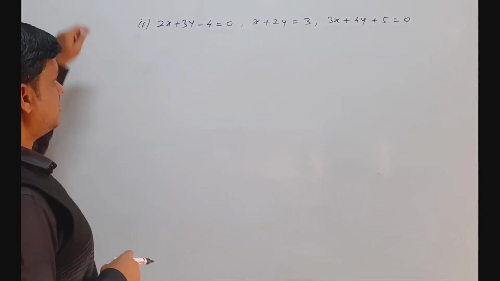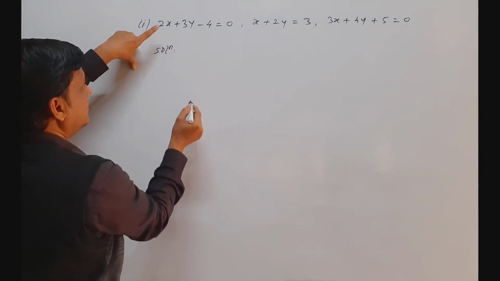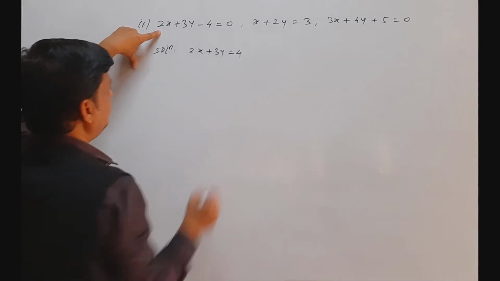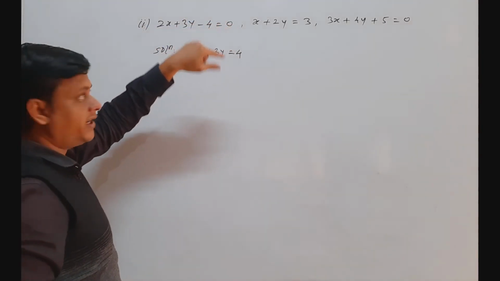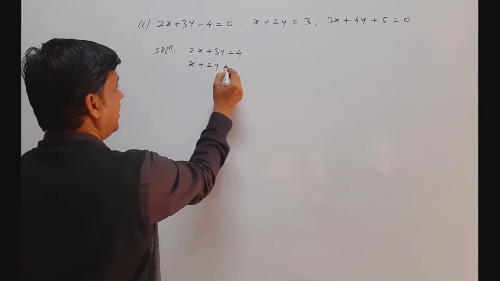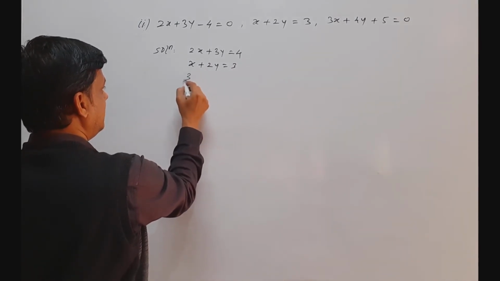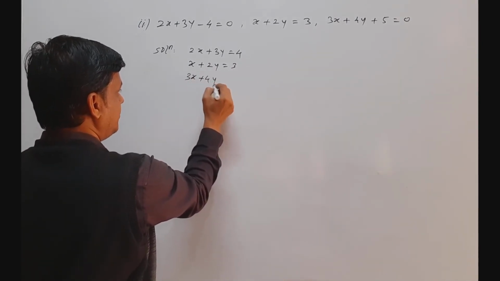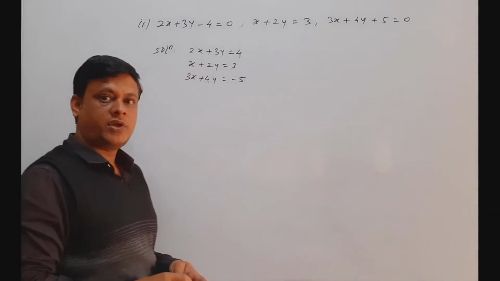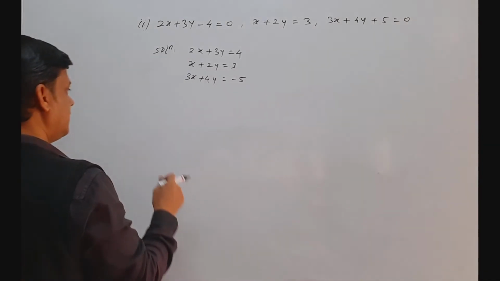Now see sub question second. So write in solution 2x plus 3y is equal to 4. We transfer this minus 4 to right hand side. Then second equation x plus 2y is equal to 3, and third equation 3x plus 4y is equal to minus 5. So here we use the second method because we have to check only consistency.